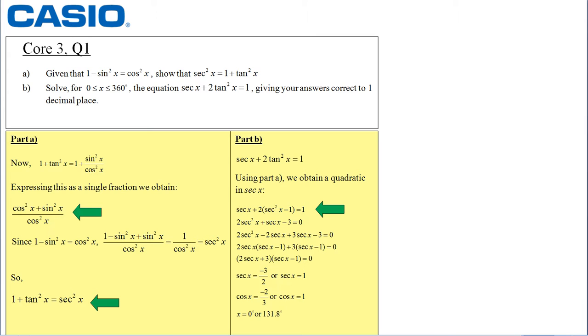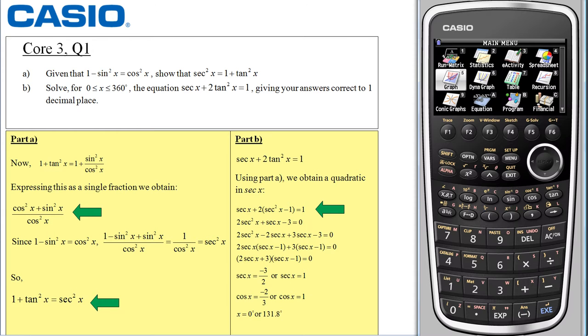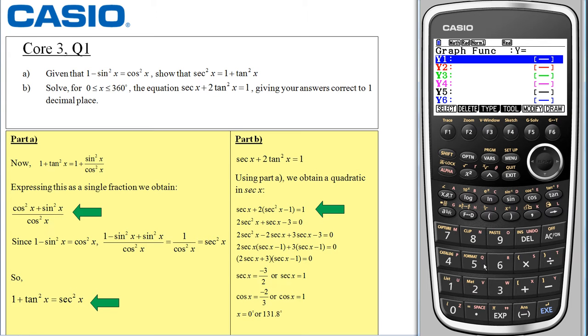Now let's use the Casio graphical calculator to confirm these, and indeed to see if there are any more solutions within the range 0 to 360 degrees. Okay, I'm going to use the graph function menu, which is option 5. Now I'm going to key in two functions, the left hand side and the right hand side of the equation in part B. Remember that sec x is by definition 1 over cos x.